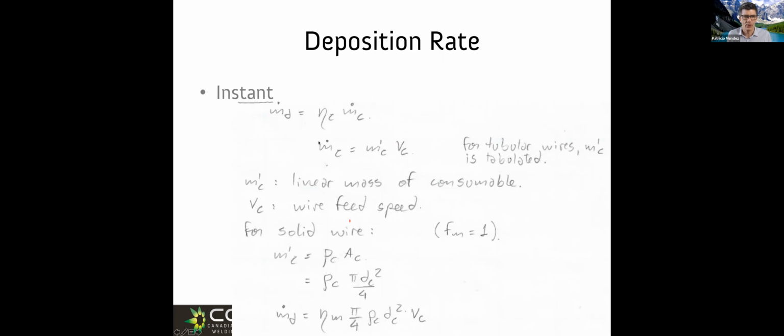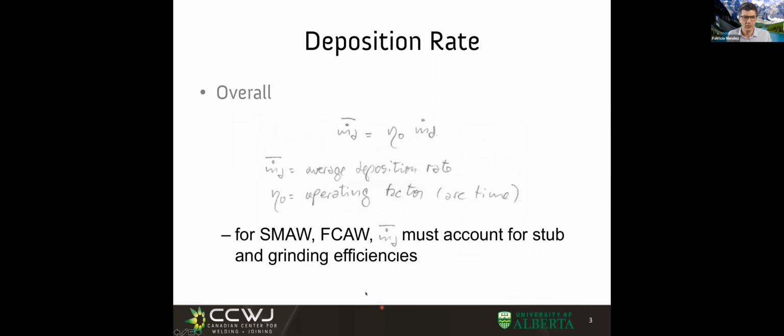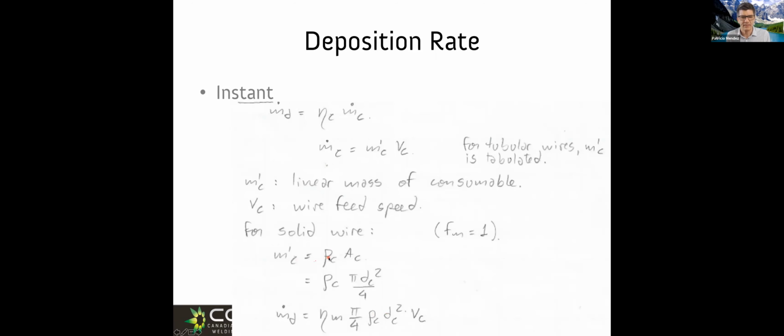For the case of solid wire, the linear mass of the consumable is density times cross-sectional area, and we can calculate it very easily. And we have this formula that might look complex, but really all it says is density times cross-sectional area. That's all it is. When we have more complex things such as metal core, we don't know many things, but typically you know how many pounds per foot, or how many ounces per foot of wire there are.